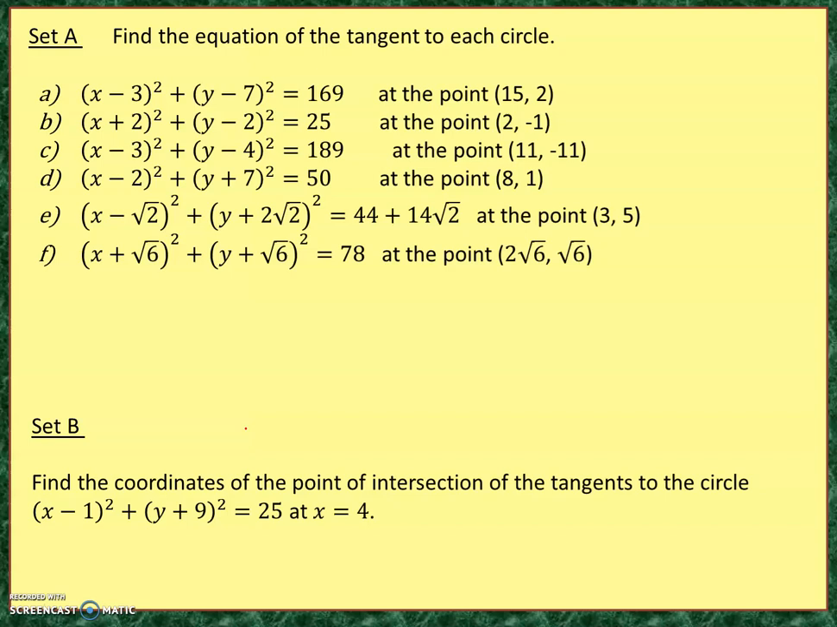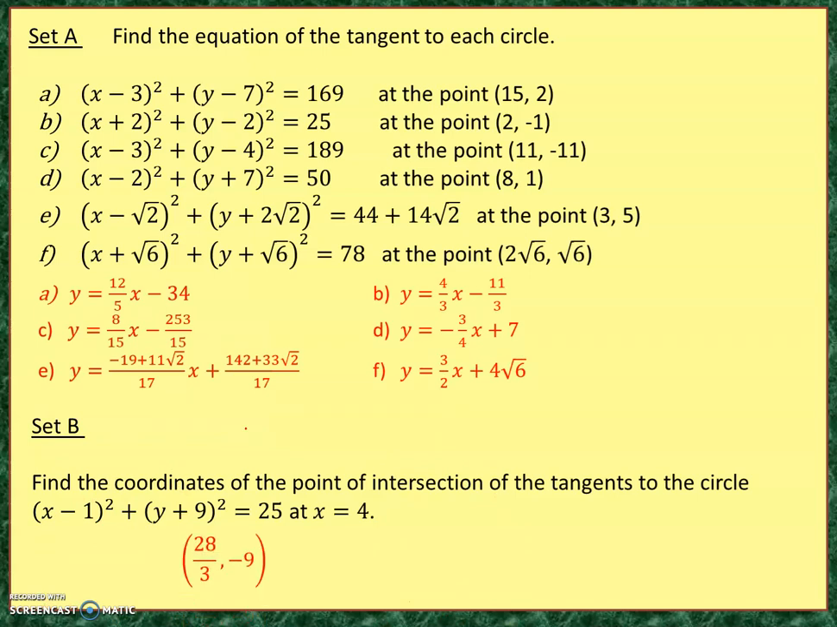And then set B, you've got a slightly more awkward question to deal with. Be aware there it says find the coordinates of the point of intersection of the tangents, plural, to the circle at x equals 4. Okay, and I'll leave it to you to see if you can figure out how to deal with that information. And then here are the answers.